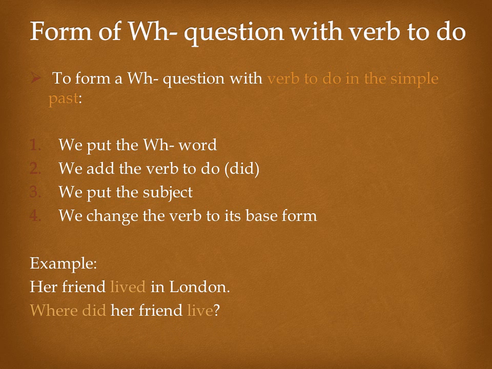Example, her friend lived in London. Where did her friend live? So if you look at this example, you see that the verb is in the past. When we change the affirmative sentence into a question, we add first the WH word, then we use did because the verb is in the past, then we put the subject, and then the base form of the verb live.